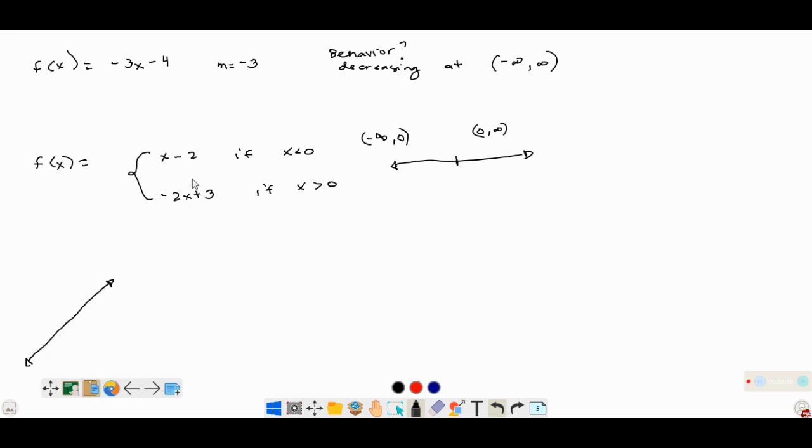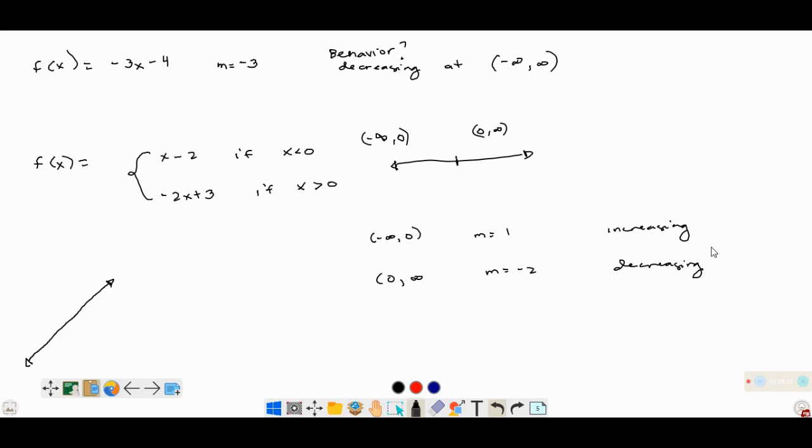So, for this part, let's analyze the slope for the first interval. So, for the first interval, negative infinity to 0, the slope is equal to 1, and it is positive. Therefore, it is increasing at the interval negative infinity to 0. What about 0 to positive infinity? Ang m niya is negative 2. So, that is decreasing at those intervals. Okay?